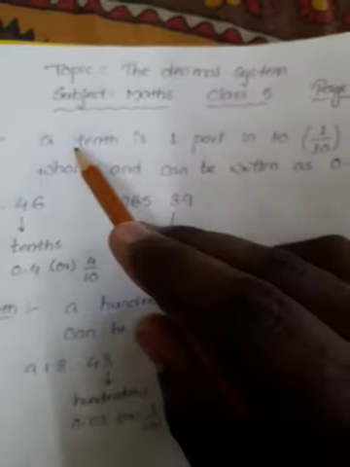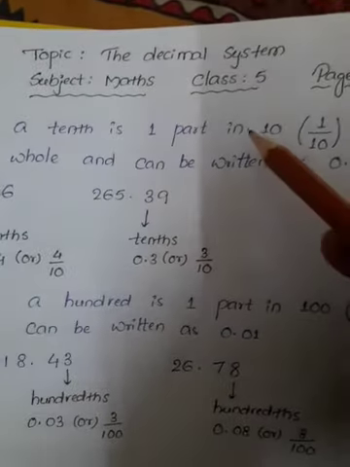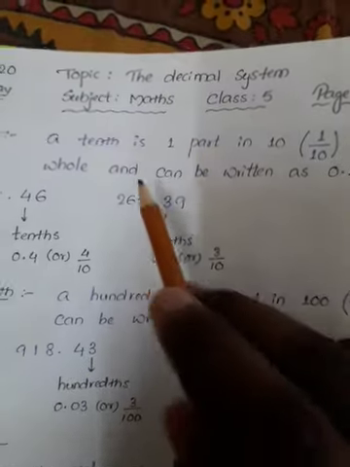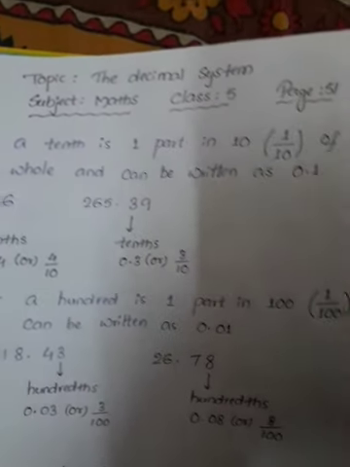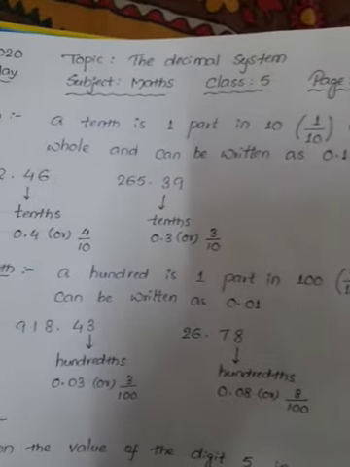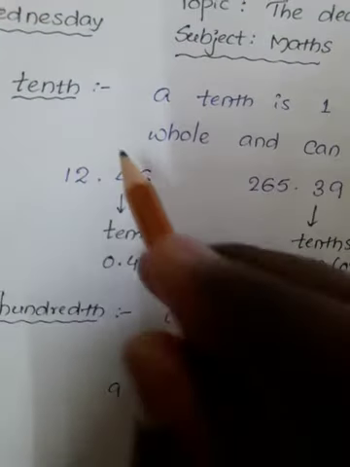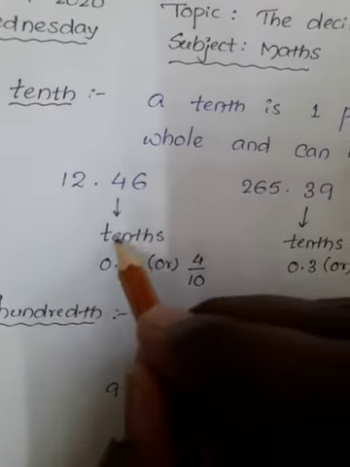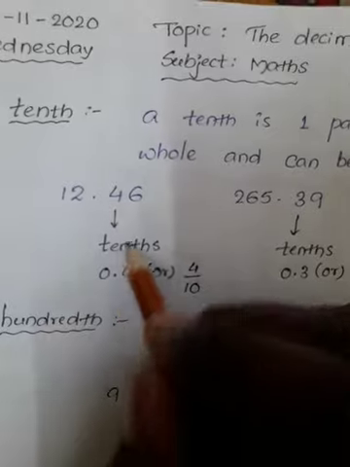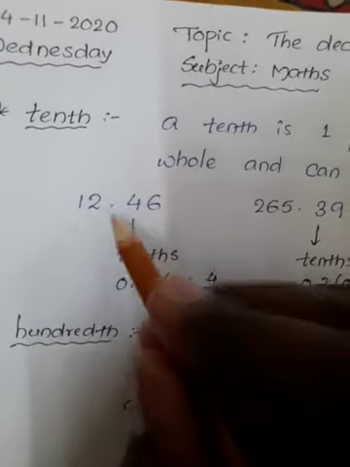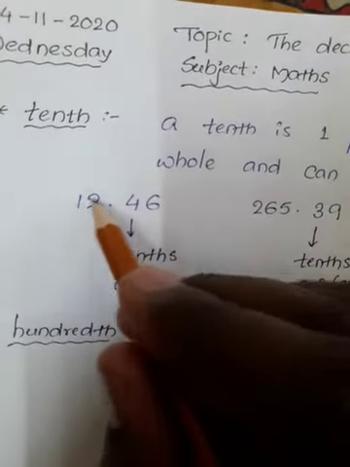A tenth is one part in 10, that means 1 over 10. You can write it as 0.1 if it is 1 over 10. So here, 4 is in which place? After the decimal, so this is called tenths. If I write it in terms of value, this is the place and this is the value: 0.4. Before the decimal, whatever the number, write 0. So 0.4 is the value.